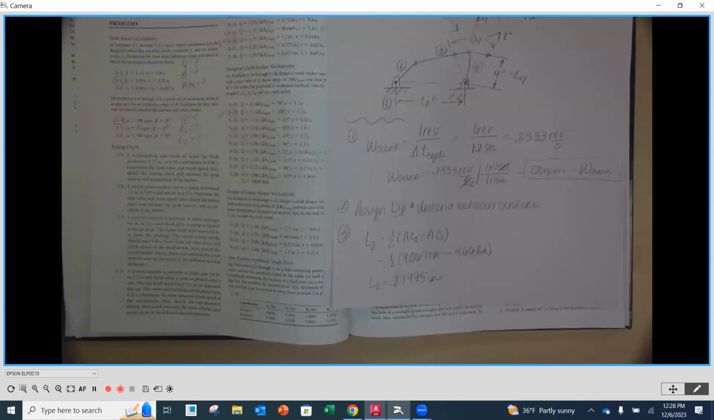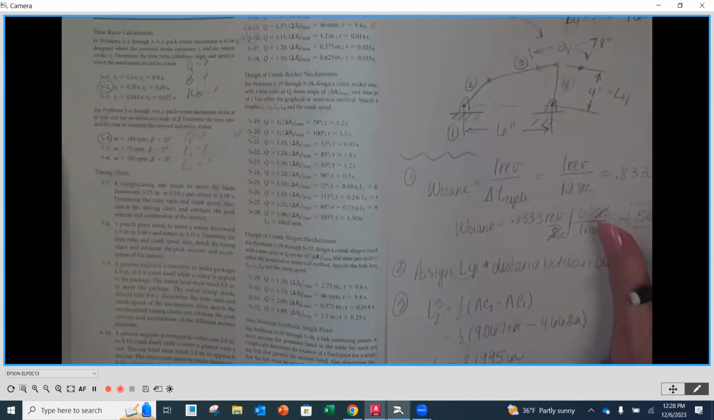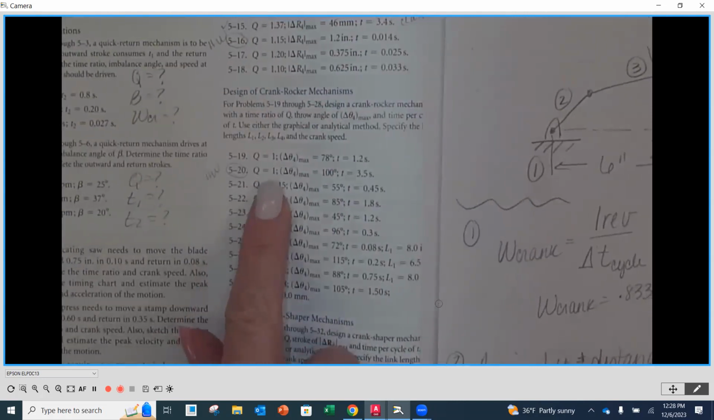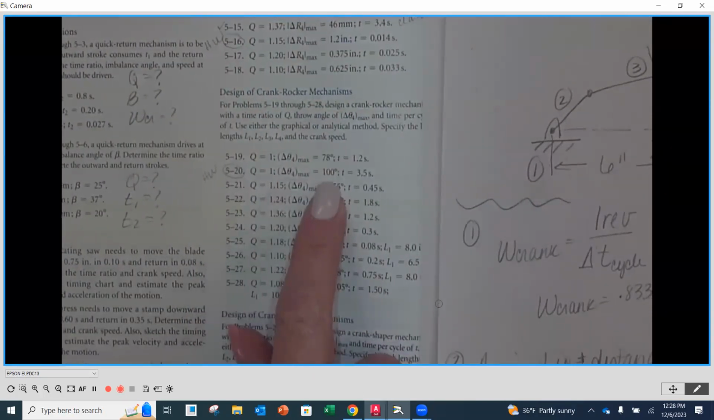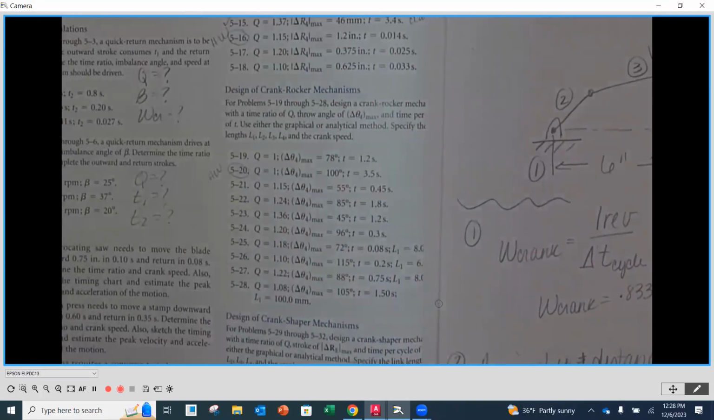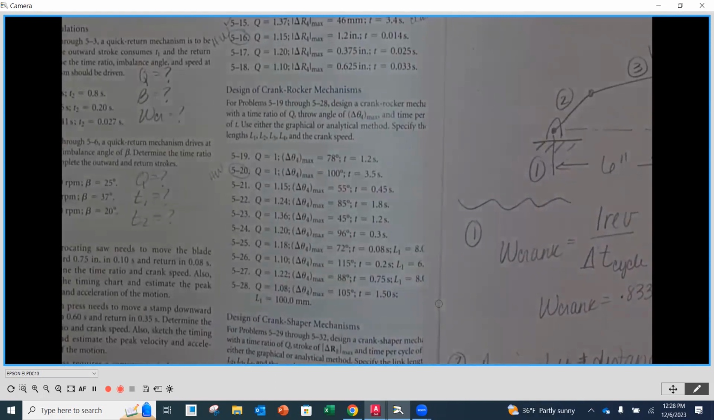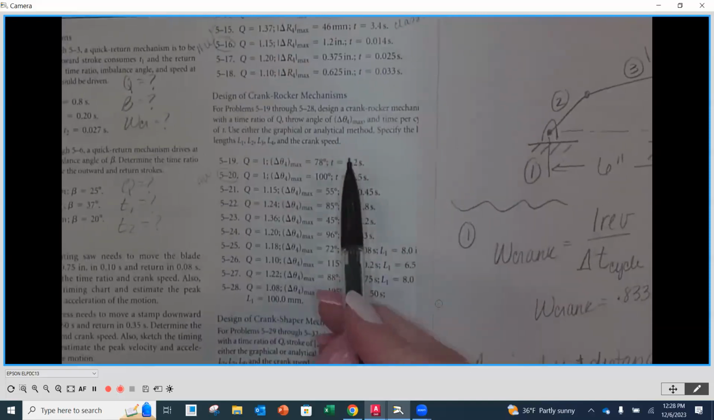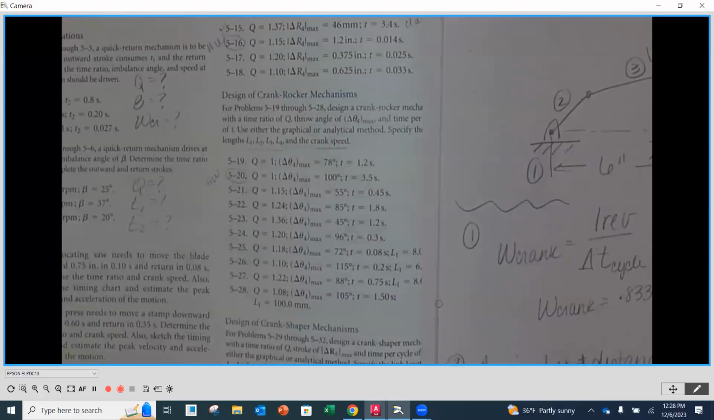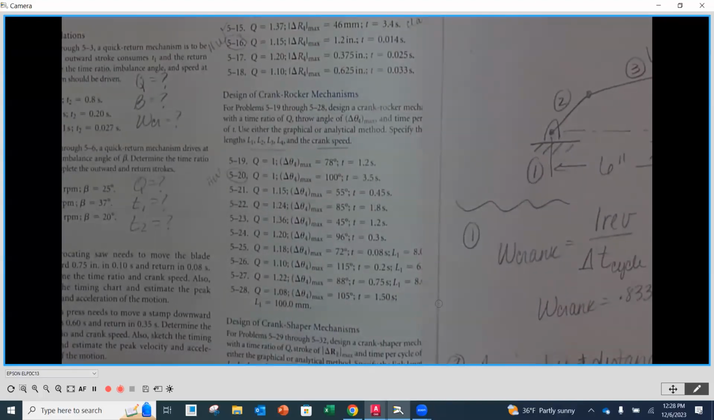So any questions about that? So that's an example of this type of problem. The one that you have assigned for your homework is very much the same. So you've got a Q1, you've got a theta 4 max. This one's going to be 100 degrees. And then your total time for the crank to go around for one cycle is 3.5 seconds. And then you need to specify your crank speed. That's going to be your W. And then these values here as well, the same process that we just went through.